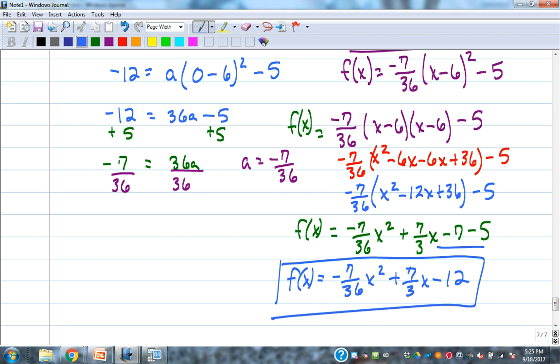If they give you a vertex, start with vertex form. Most of the time, if they give you a vertex, all they're asking you to do is find vertex form. They give you intercepts, they're just asking you to get it in intercept form. Okay, that's most of the time all they're asking for.